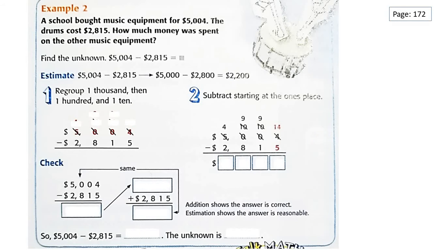Let's see example number 2, page number 172. A school bought music equipment for 5,000. The drums cost 2,815. The question is, how much money was spent on the other music equipment? Again, we have to find the difference between these two numbers. Let's see how. Find the unknown. 5,000 minus 2,815 equals the unknown.